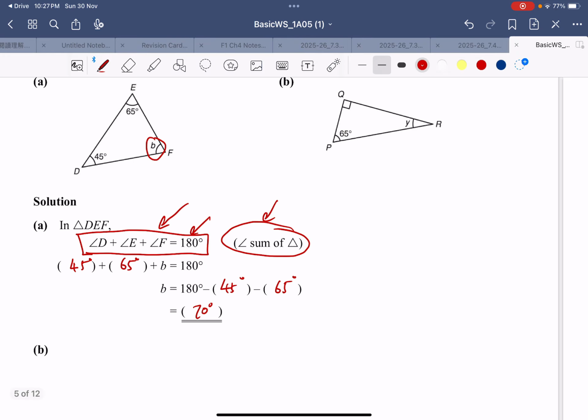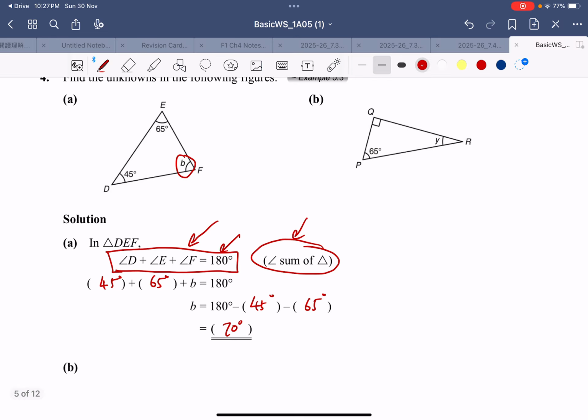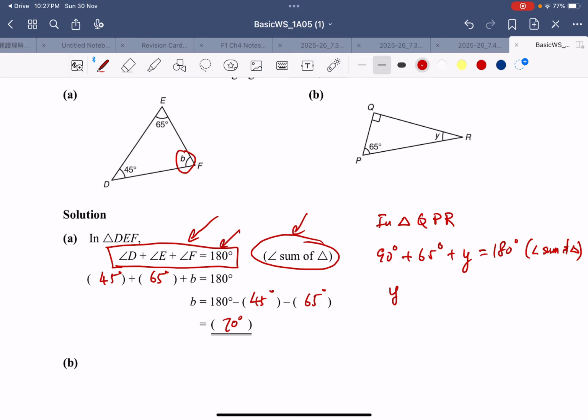Okay, try question B. In triangle QPR, 90 degrees for Q plus 65 degrees for P plus Y equals 180 degrees. Write the reason: angle sum of triangle. And then solve for Y like this, and Y will be 25 degrees.